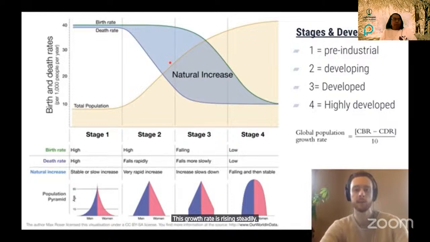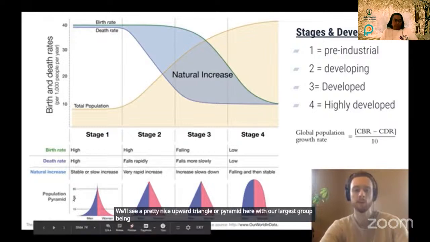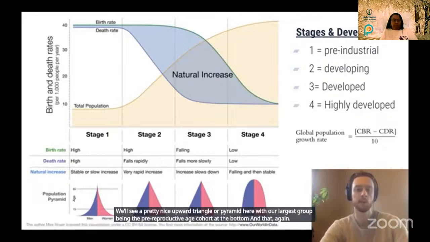Now, if we go down and look at the population pyramid, we'll see a pretty nice upward triangle or pyramid here, with our largest group being the pre-reproductive age cohort at the bottom. And that, again, is going to indicate rapid increase in population, rapid growth.